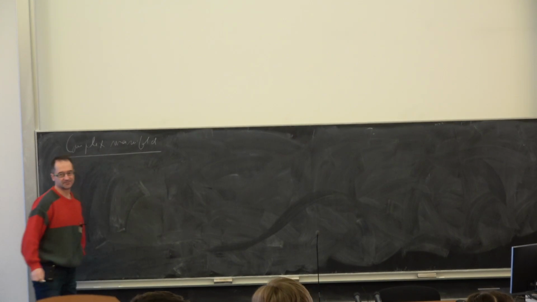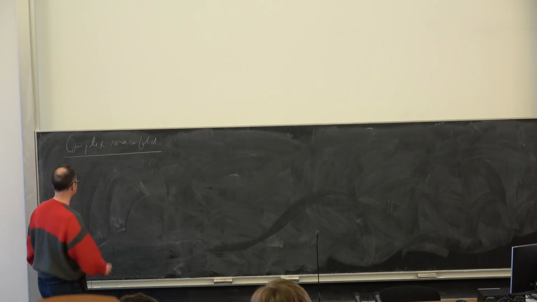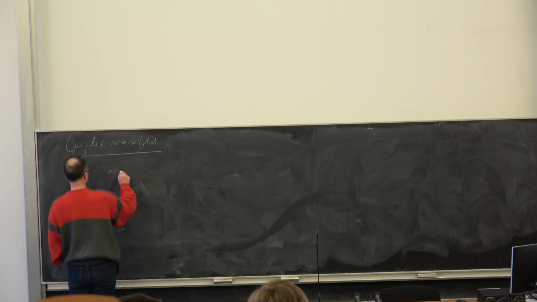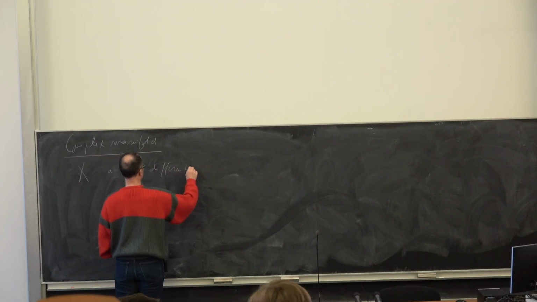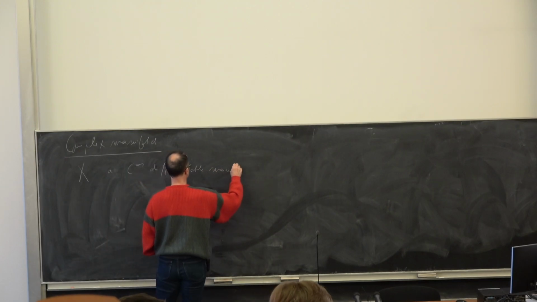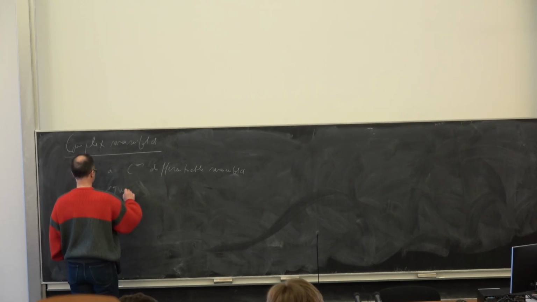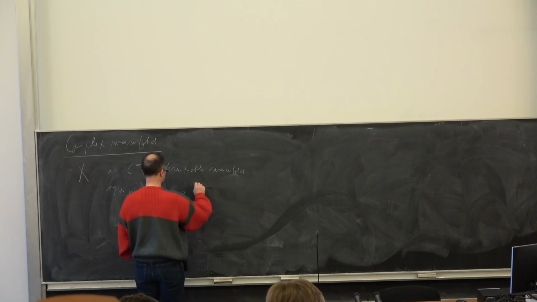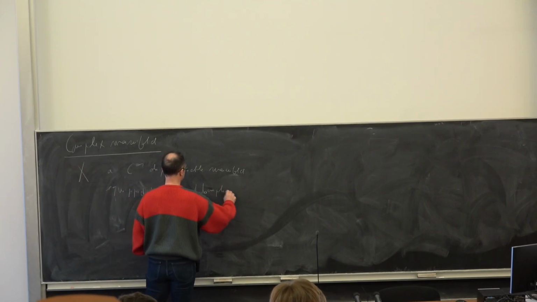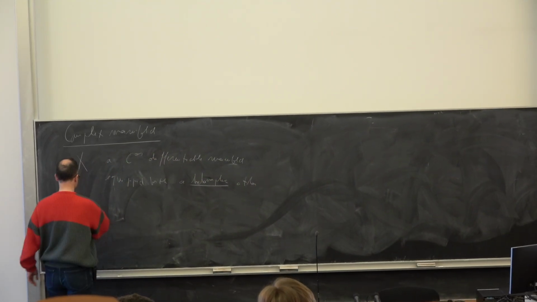So you've certainly seen what a differentiable manifold is. A complex manifold is almost the same thing, except that the changes of charts are holomorphic. So X is a differentiable manifold, a C infinity differentiable manifold, equipped with what is called a holomorphic atlas. So, as you know, an atlas is a collection of charts.